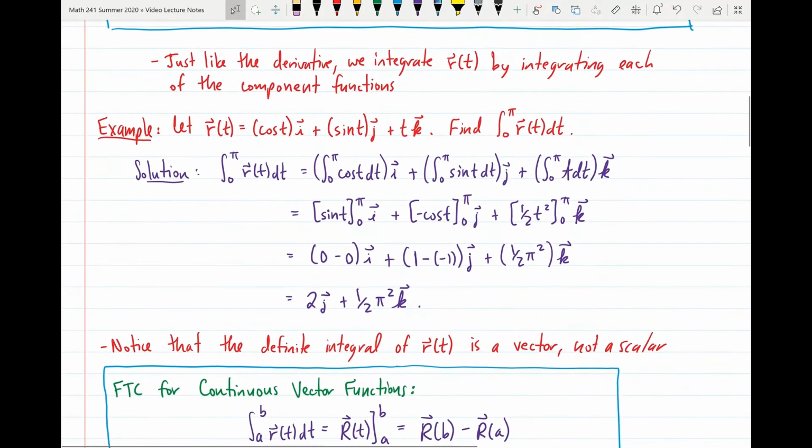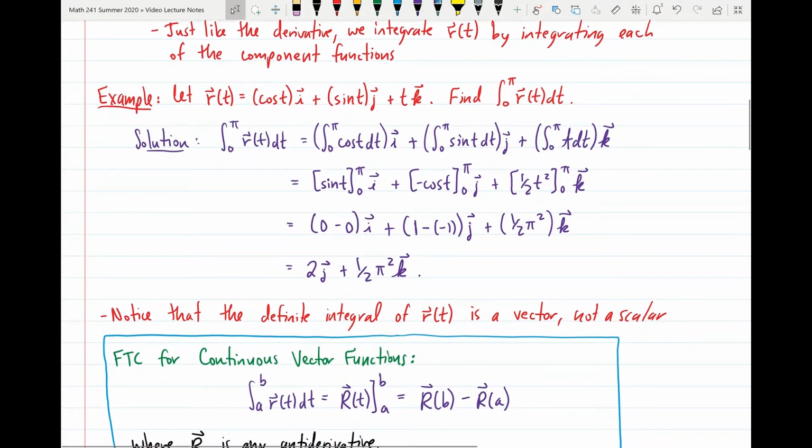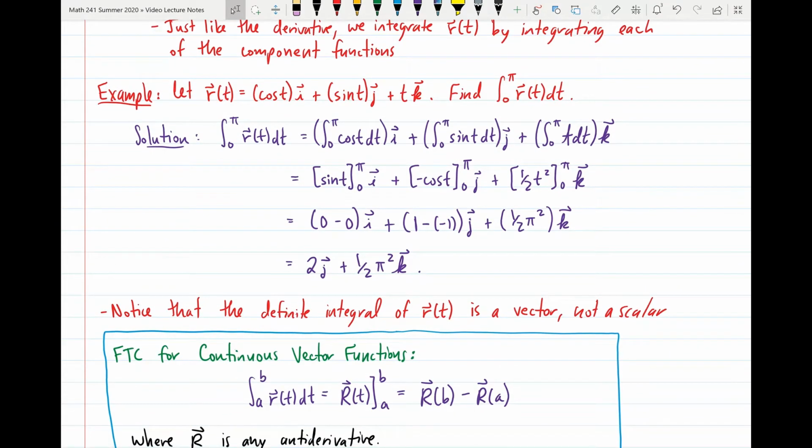So let's move into an example here. We're going to use the same vector that we used in the last video in section 13.1, so we can let r equal cosine t i plus sine t j plus t k, and we want to find the definite integral from 0 to pi of our vector function r of t dt. So to find the integral from 0 to pi of r of t dt, we're going to find the integral of all of the component functions that are defining r of t.